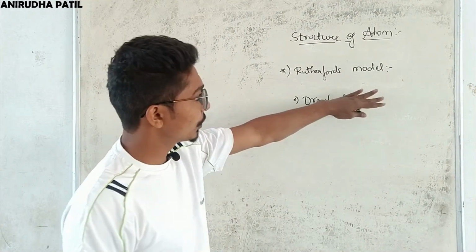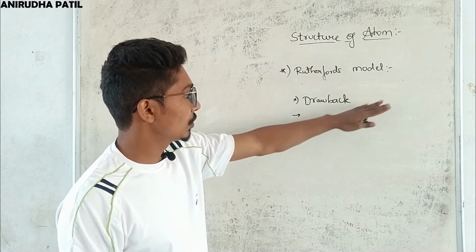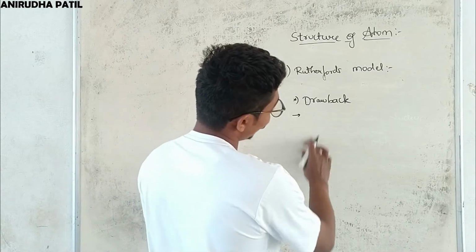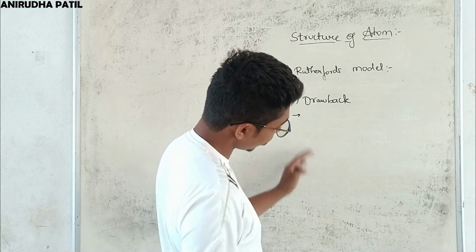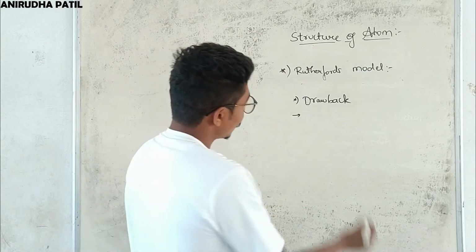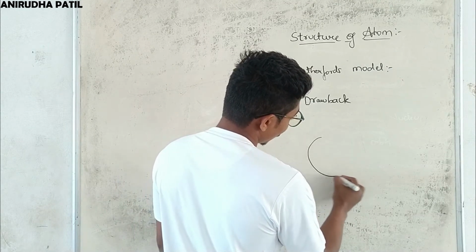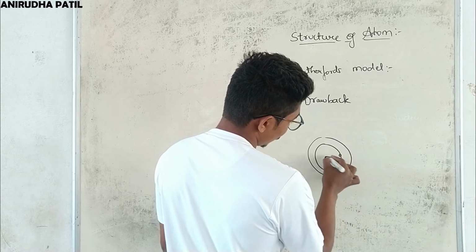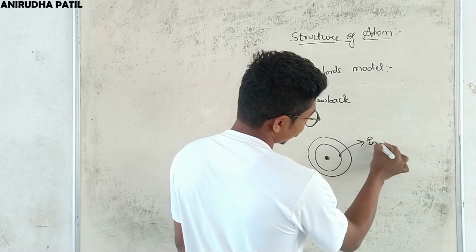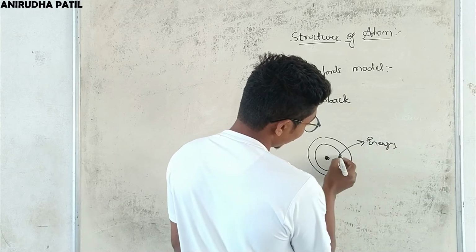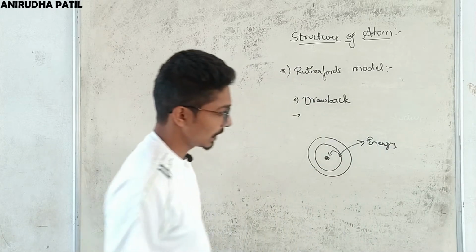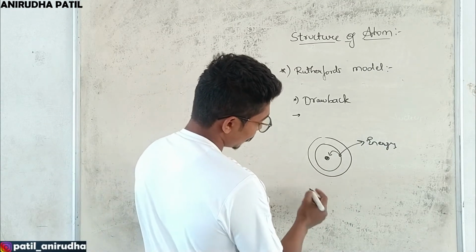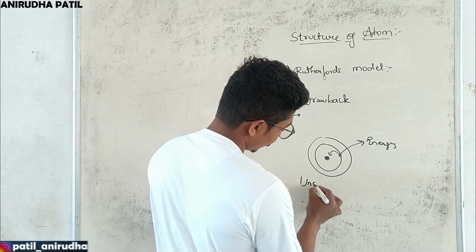Okay, Rutherford's model was satisfactory to a certain limit, but it has a drawback. So he said that electrons revolve around the nucleus in certain orbits, right? So when an electron starts revolving in certain orbits, it would radiate energy, and finally it may fall into the nucleus, right? And that's why according to him it was unstable.